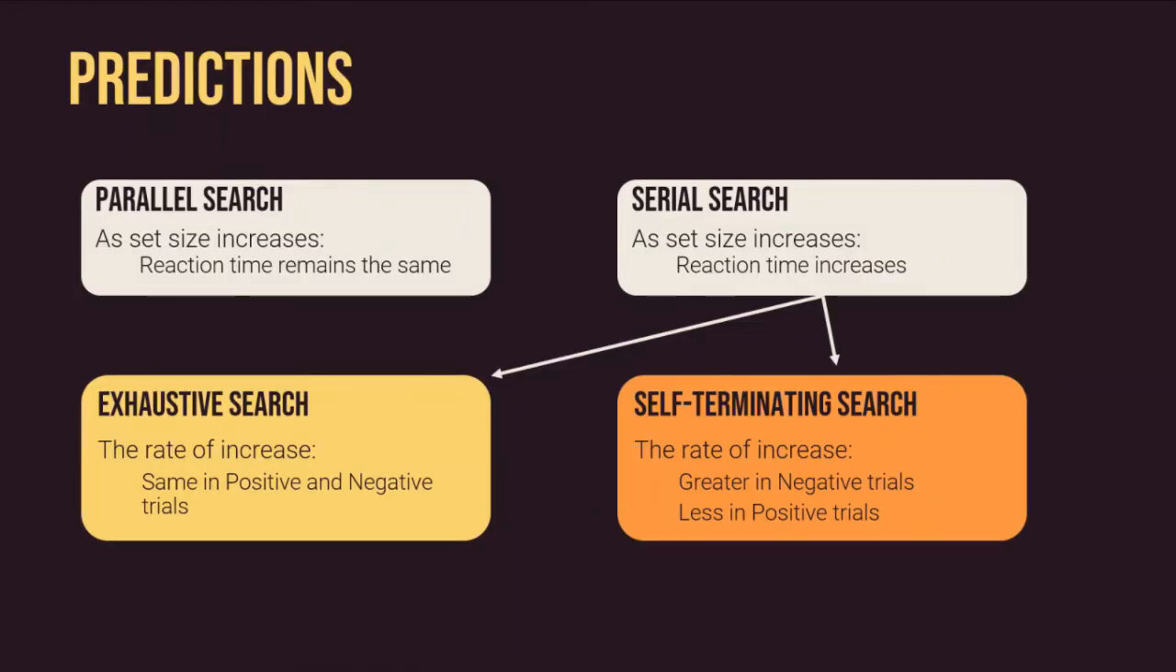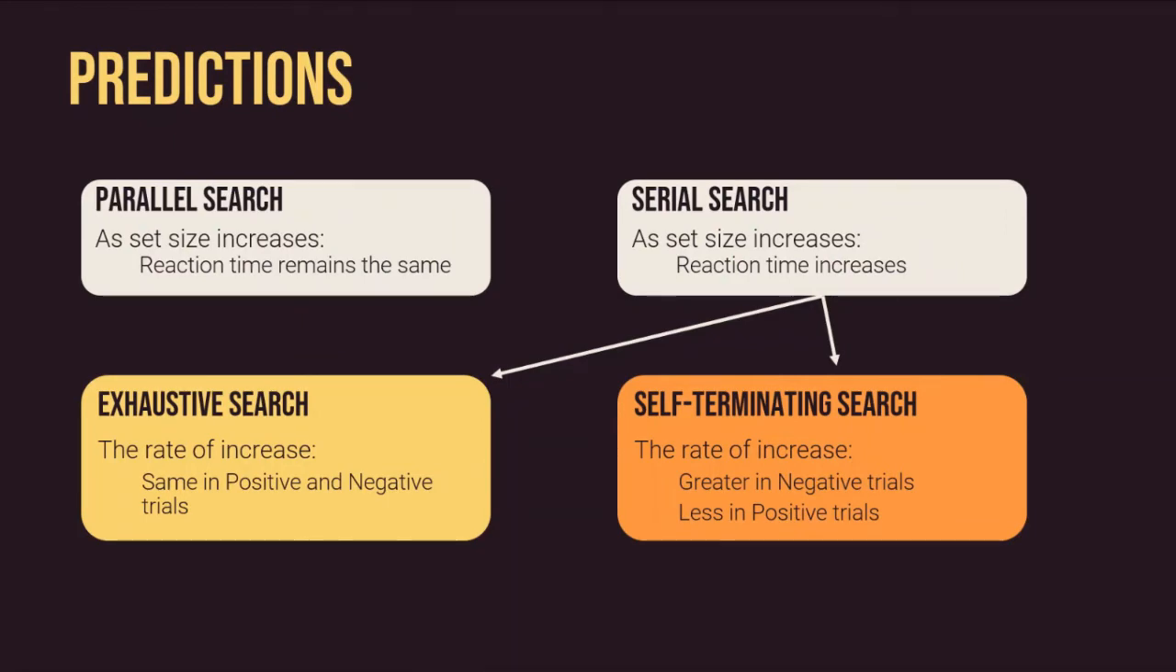So as we increase the size of these sets, the difference in search time between the negative trials, which are necessarily exhaustive, and the positive trials, which may not be exhaustive, is getting larger and larger. There's a larger and larger difference between those two. They are diverging from each other. All right, let's break this down. Here are our predictions. Remember, we considered parallel search.